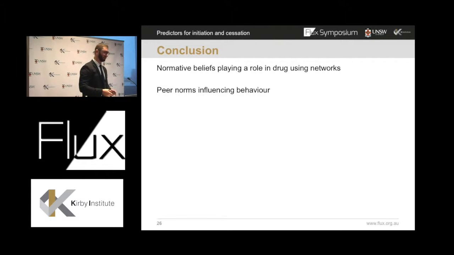Garrett will shortly be speaking about peer norms and attitudes and beliefs. And if we actually think back to Brendan's analysis again, drug-using networks can usefully be deployed to look at how these normative beliefs play out within these particular networks.